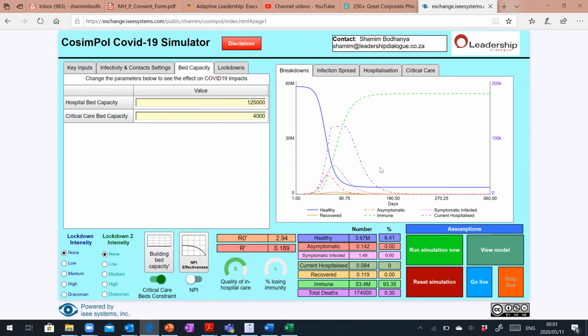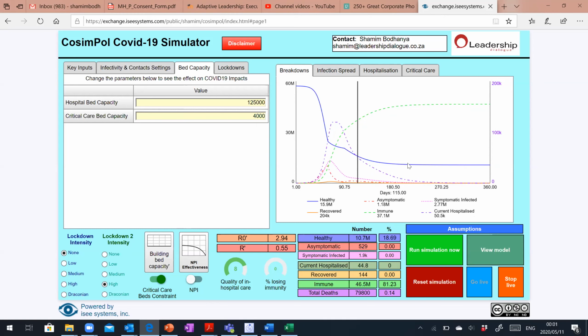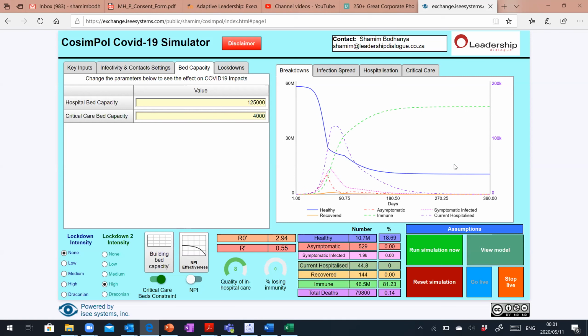But the hypothesis would be that we actually can get a natural herd immunity if the R naught is small enough. And let's just look at what the impact would be if we went, go live, for a high lockdown intensity, lockdown 2, and you'll see that we're now sitting at 10.7 million that actually don't get the infection at all. So there are elements of herd immunity with the right combination of interventions. So that gives us a sense of some basic scenarios.